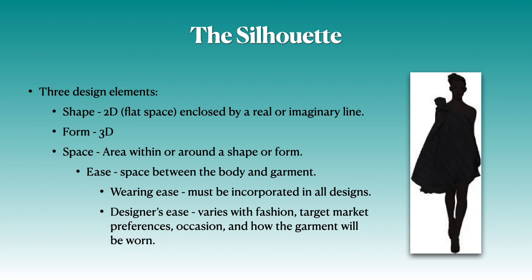Within space, you have ease. Ease is defined as the space between the body and the garment. There are two types of ease. You have wearing ease, which is the required space needed for a person to be able to function when wearing the garment. So for example, when you put on the garment, can you walk? Can you breathe? And can you bend?